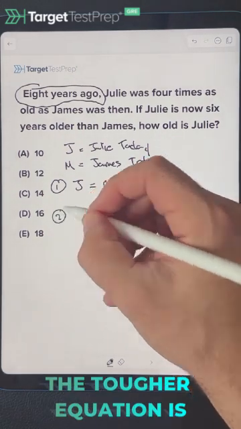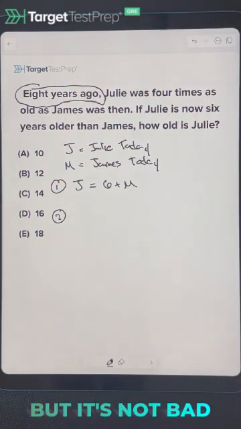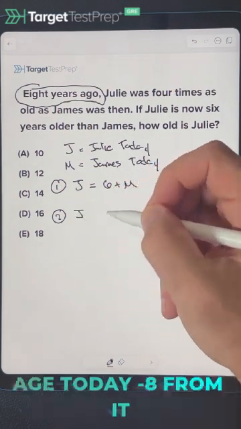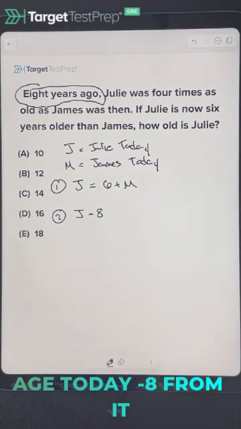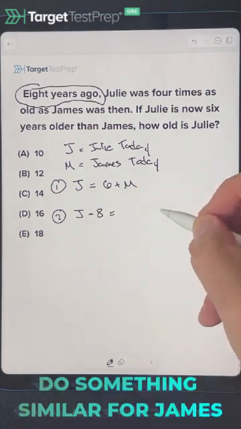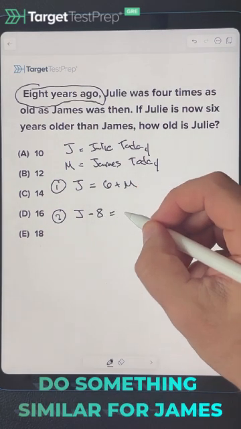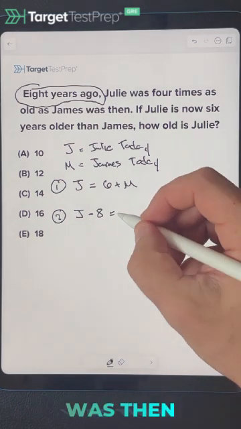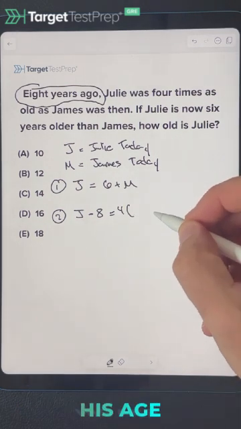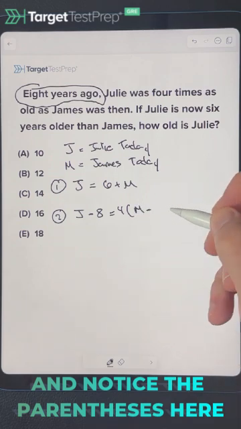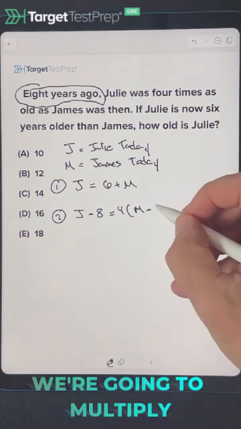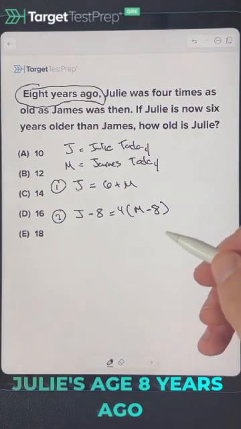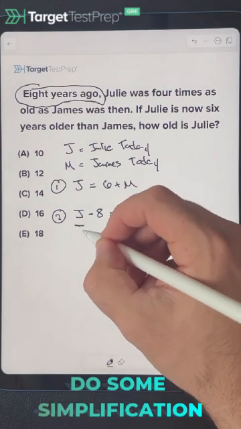Now, the tougher equation is the 8 years ago equation, but it's not bad. All you got to do is take Julie's age today minus 8 from it. That's it. But we got to do something similar for James. Since she's 4 times as old as James was then, we're going to multiply his age, and notice the parentheses here, by 8 years. We're going to multiply his age 8 years ago by 4, set it equal to Julie's age 8 years ago.